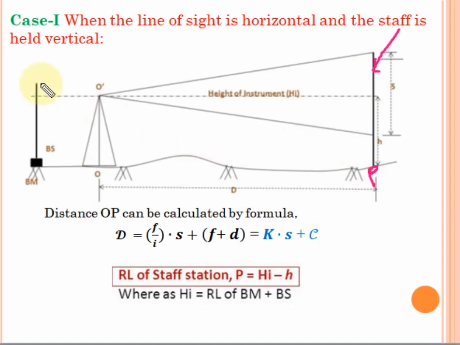When the line of sight is horizontal, this is the horizontal line of sight, and you directly bisect your staff. When the instrument is exactly horizontal, the height of the instrument can be measured. So how can you find the height of the instrument? You keep the staff where your benchmark is established. Just put your leveling staff over the benchmark and take the first reading. We call that first reading the backsight reading.